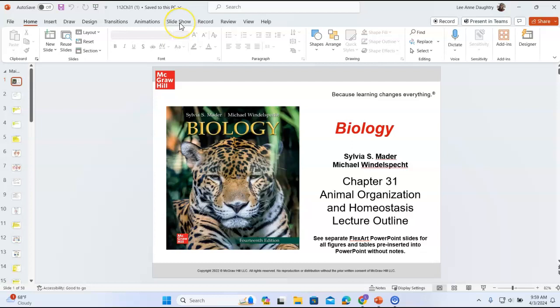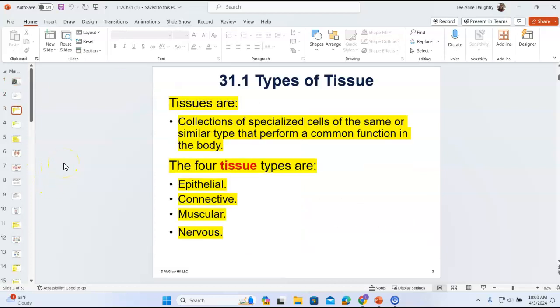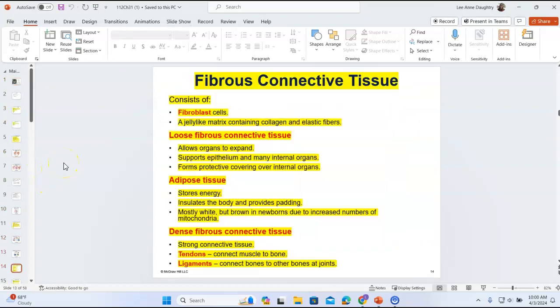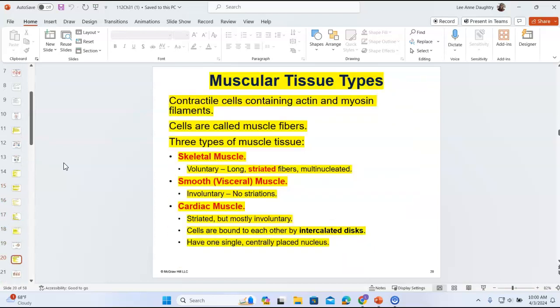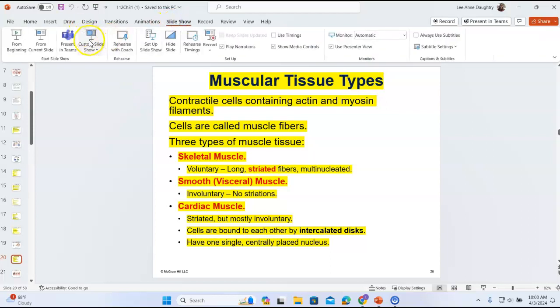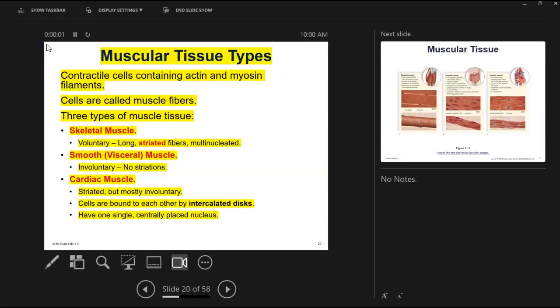These are the lecture notes for chapter 31. This is part 2 actually, and we had covered epithelial and connective tissue. So we're going to start with muscle. Okay, so there are 3 types of muscle tissue. We're more familiar with skeletal muscle, of course.